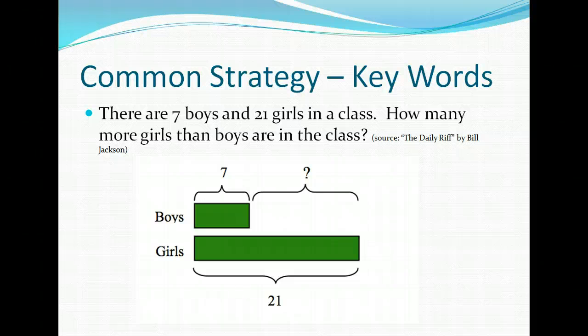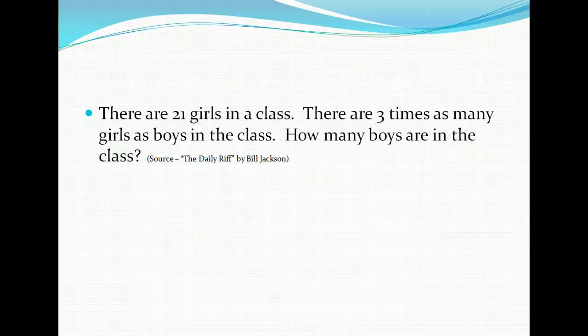Here's another example of what I'm talking about. There are 21 girls in a class. There are 3 times as many girls as boys in the class. How many boys are in the class? So again, as teachers, we've always told students, look for the key words. And so in this one, we would direct them to this part here that says 3 times as many. And so students would think they're supposed to multiply because times means multiply, right?